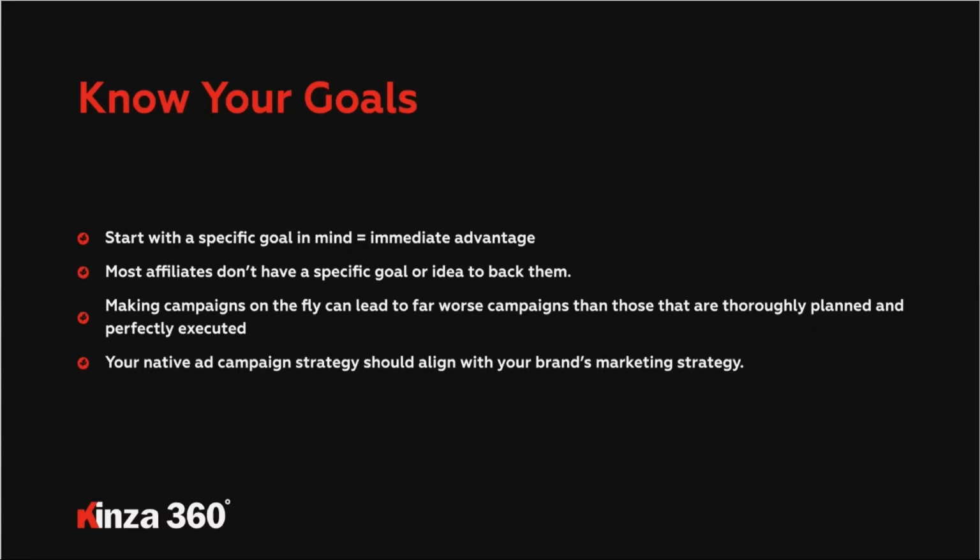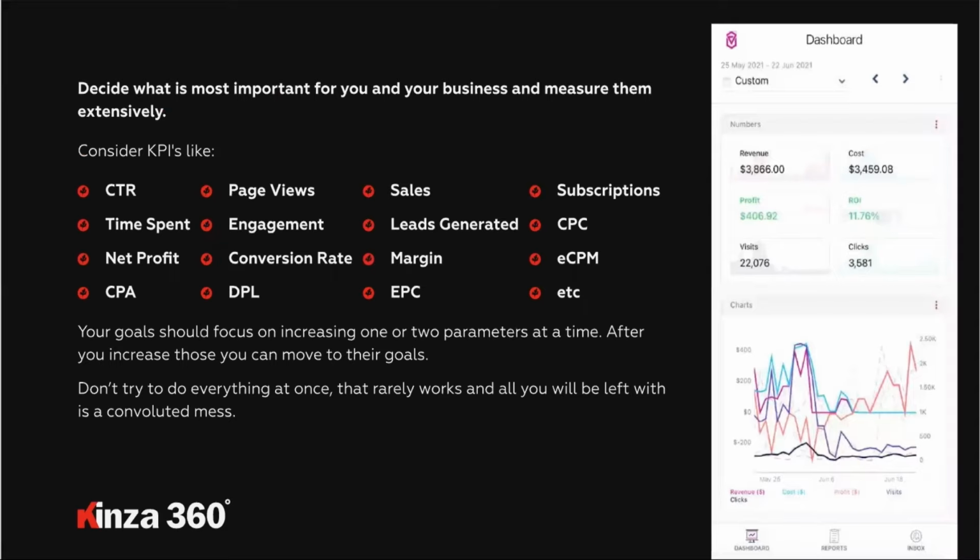Your native ad campaign strategy should align with your brand's marketing strategy. That's a very important one. Even if you're not doing this for your brand, but you're doing it for a campaign, you need to really understand the brand, and to understand your goals, you need to understand why you are running this campaign. Maybe it's just for profits, and that's okay too. That's not a problem. But if you know that specifically, you're going to know how much time and energy to invest into the specific campaign, right?